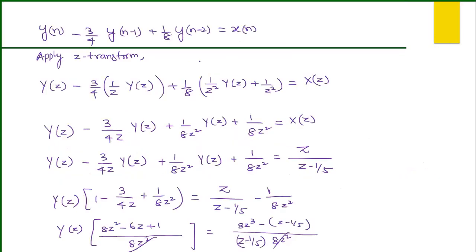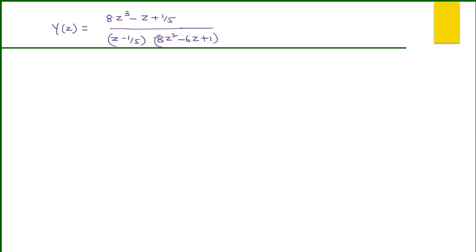Now if you substitute here, this is not 1 by z square. This is 1 only, and this will become 1 by 8. So 1 by 8, if you send that side, it will become minus 1 by 8. This is 8z square. So here z by z minus 1 by 5 minus 1 by 8. So that's a small mistake. See how much we are getting here. Numerator and denominator are the same order.